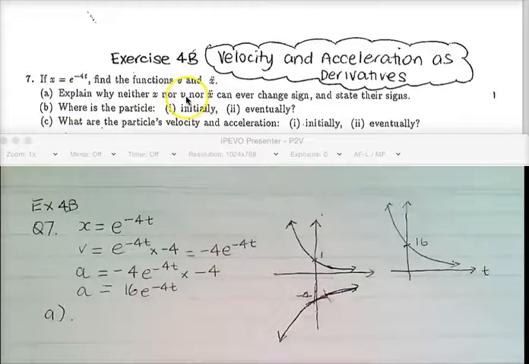Explaining why x, v, or acceleration can never change sign. I mean, there are a few ways to do it. Look, you should really know the shape of the curves.